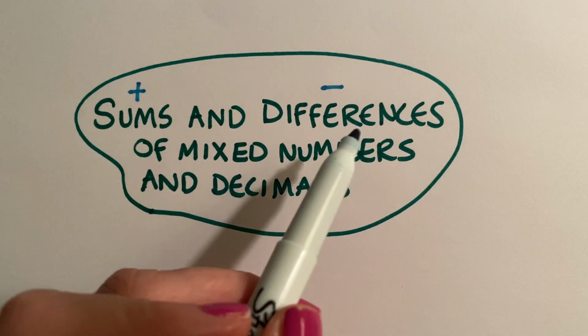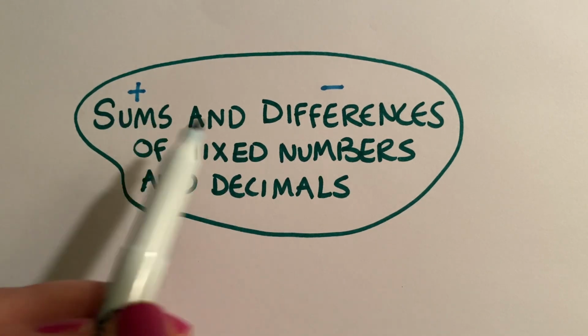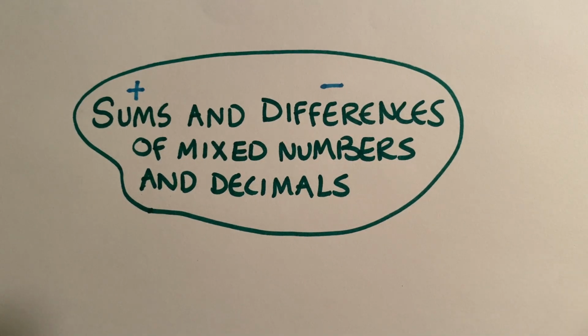Haven't we already added and subtracted mixed numbers? I think yes. And I think we've also done decimals. So what's different about today? Well, let's get into that. I've got 3 examples to show you.